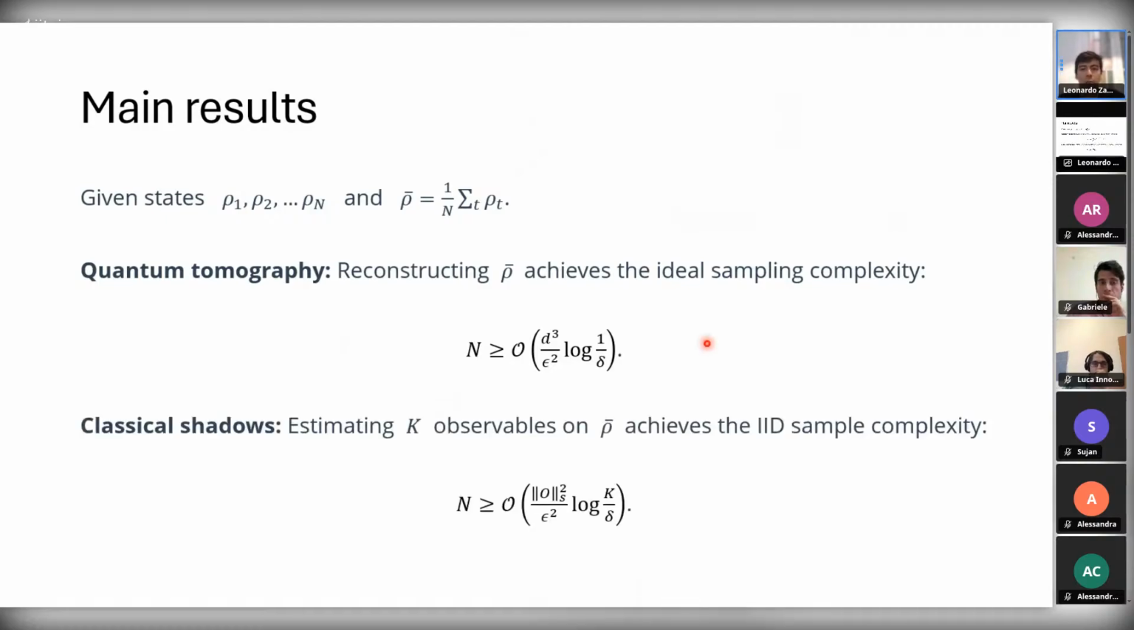Second, for classical shadows, if we want to estimate the expectation value of observables on this average state, we achieve the same sample complexity as the IID case. So the number of shots depends on the shadow norm, the error epsilon, and the number of observables. Okay, so the rest of this talk will be about justifying these two statements.